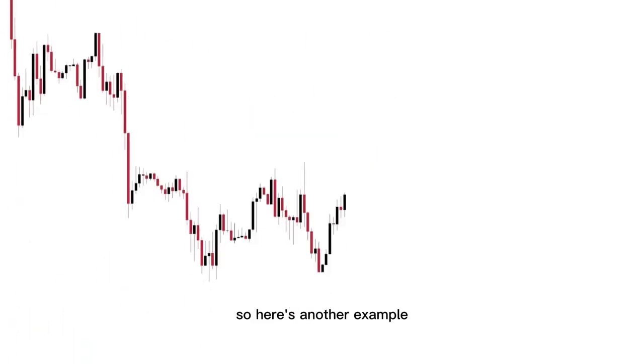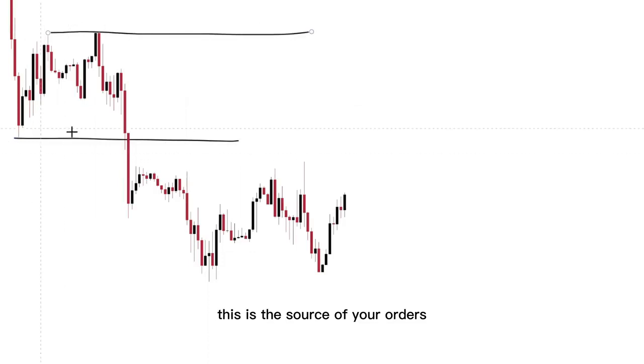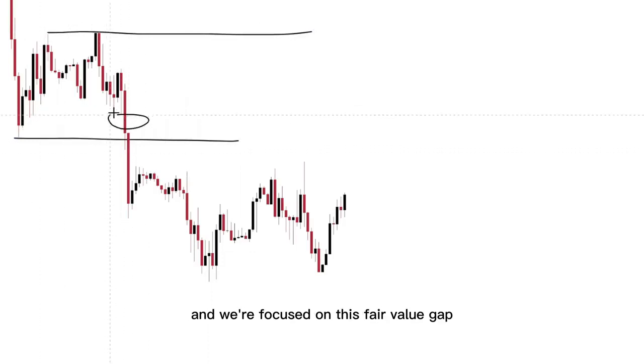So here's another example of an inducement based off a fair value gap. So here you have your shelf, which is where the orders were injected. This is the source of your orders, and we're focused on this fair value gap.